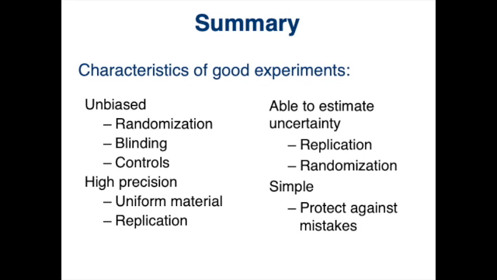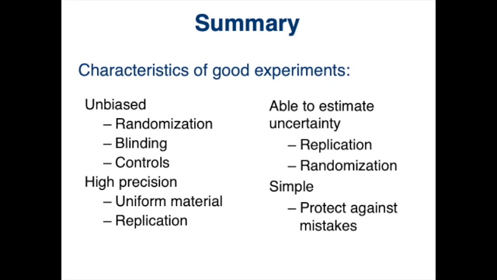So what you want when you're designing your experiment is you want it, one, to be unbiased. The way that you can do that to produce an unbiased experiment is to randomize your samples so you're not introducing any expectation when you're setting it up, blinding so that you don't know what you're even putting in there, and also putting in your controls. Having high precision will help reproducibility.